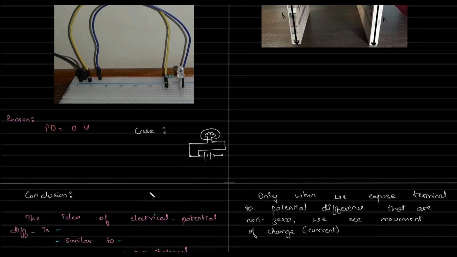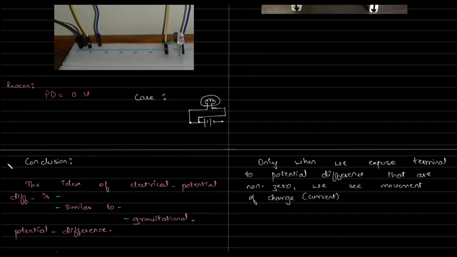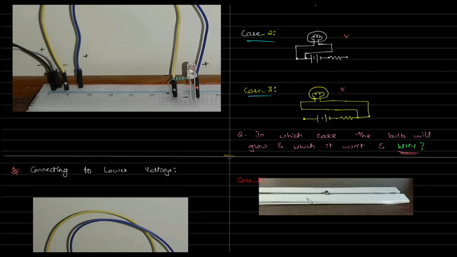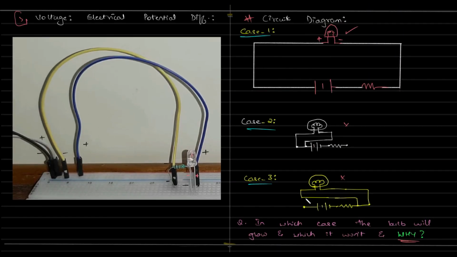Okay. So what can we conclude? The idea of electrical potential difference is similar to that of gravitational potential difference, and only when we expose the terminals to a potential difference of non-zero value do we see movement of charges. That is, there is flow of charges and thus current. Again, all of this looks simple, but if you understand the idea, understanding voltage will be much easier.